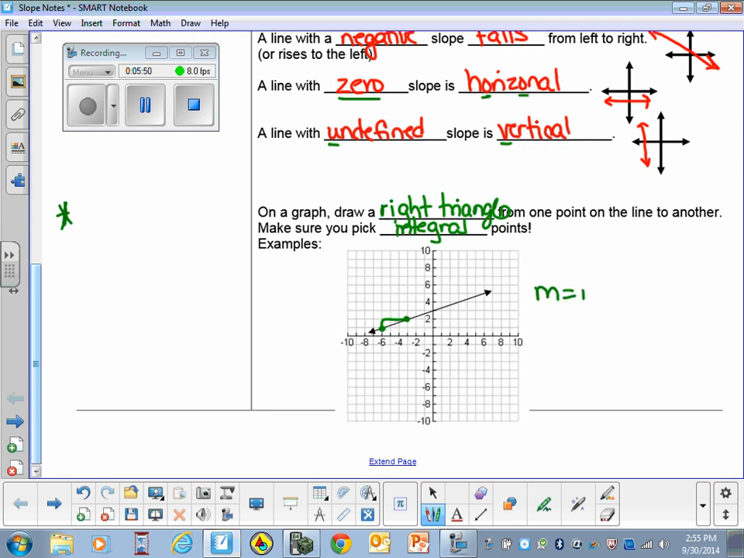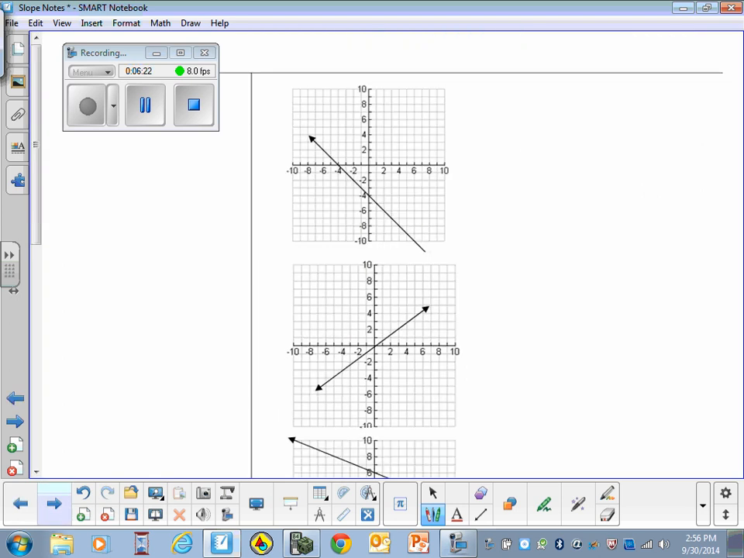Slope on a grid is rise over run. So I have to count the spaces. I'm going up 1, that's my rise. I'm going over 3, that's my run. And this is going up to the right, so it's positive. My slope is 1/3. Slope has to be a fraction or a whole number. It's never a decimal. Let's look at another one.